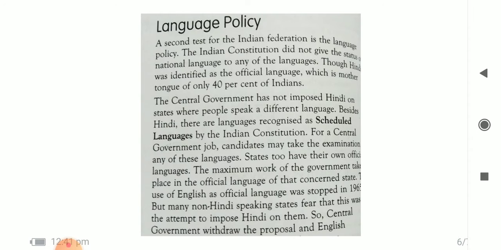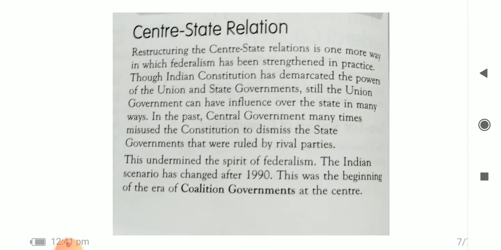Then, center-state relations. The third one, restructuring of center-state relations, is one more way in which federalism has been strengthened in practice. For a long time, the same party ruled both at the center and in most of the states. This means that the state governments did not exercise their right as an autonomous federal unit, as and when the ruling party at the center is different from the state government or the state parties.